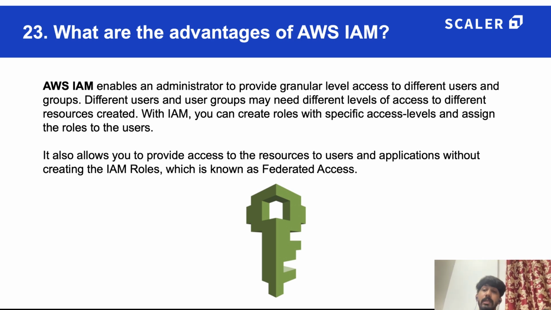Okay, coming to the next question, what are the advantages of AWS IAM? IAM means Identity and Access Management. It enables an administrator in AWS to provide granular level access to different users and groups. You can create users, you can create groups, and once you do that, you can give them permissions to do certain actions. For example, you want to allow a user to work only on EC2. You don't want him to work on other services. You can provide him permissions to only use EC2. He wouldn't be able to use other services, right? That you can do with IAM.